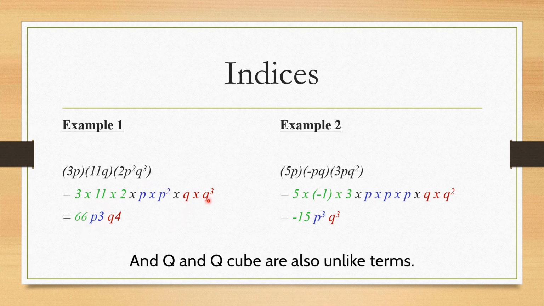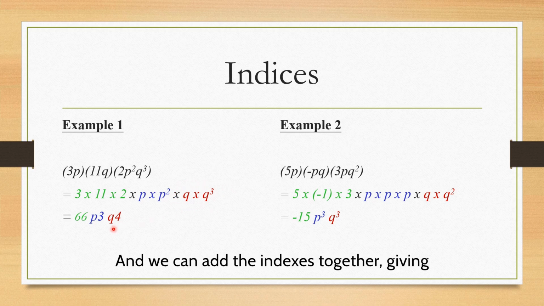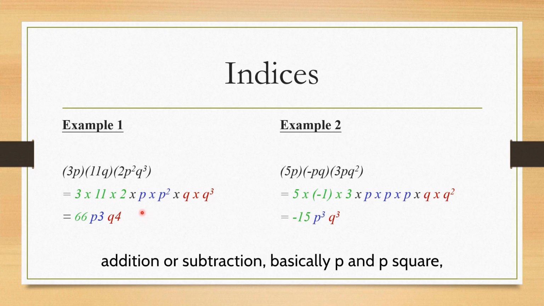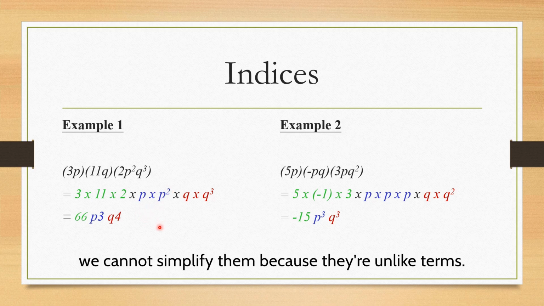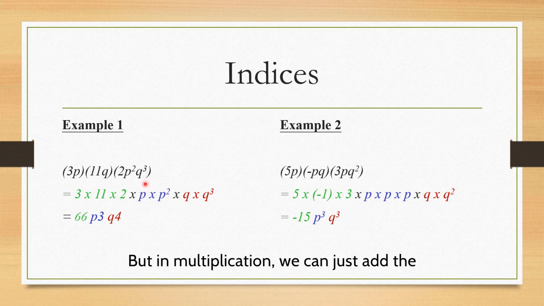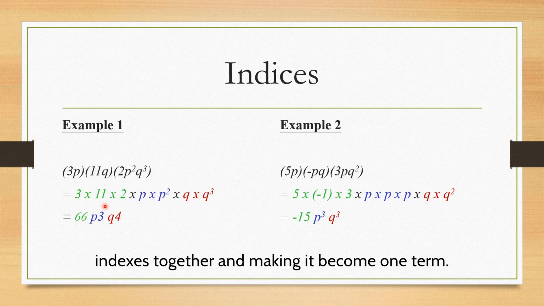And q cubed are also unlike terms. And we can add the indexes together, giving rise to q to the power 4. So you can see the difference: in addition or subtraction, p and p squared, we cannot simplify them because they are unlike terms. But in multiplication, we can just add the indexes together and make it become one term.